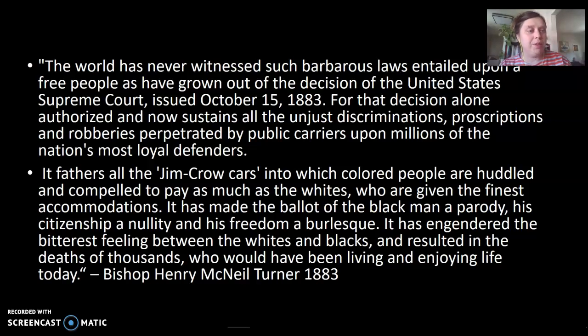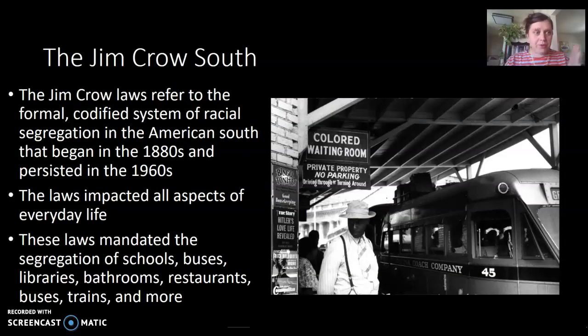There was this moment, this era called Reconstruction, in which there could have been a different pathway towards the construction of equal protection under the law and freedoms and rights for newly emancipated African Americans, but that is not the way that history went. And so McNeil Turner is reminding us that this has stripped away any of the progress that was made during Reconstruction.